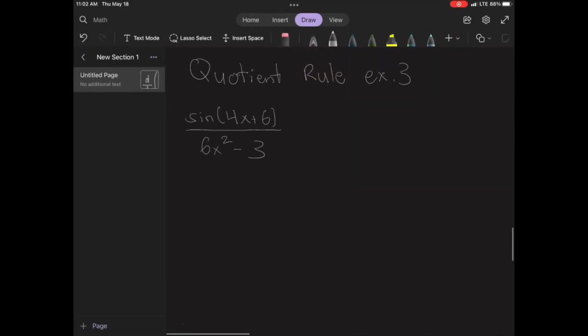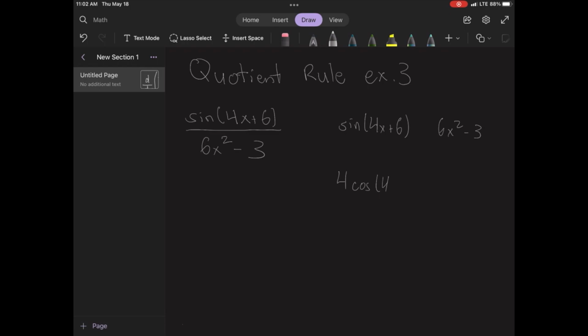For the third example for the quotient rule, we have the function sine of 4x plus 6 over 6x squared minus 3. So we're going to start off by writing the chart, sine of 4x plus 6, and next to it 6x squared minus 3. Then we're going to take the derivative. This one is a simple chain rule.